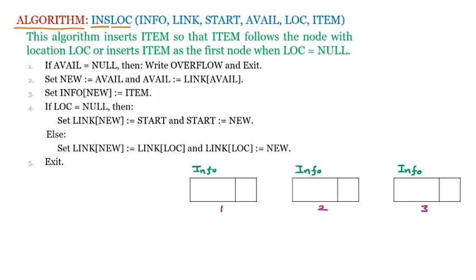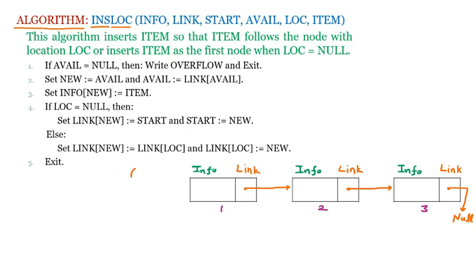Then the second part of every node is the link part. The link part is the pointer part which points to the next node. So one node is pointing to the next. Now this one is pointing to the address of the third node, and the last one is pointing to null. That means it is the ending. Now these are all free memory spaces. That's why they are part of the available list.